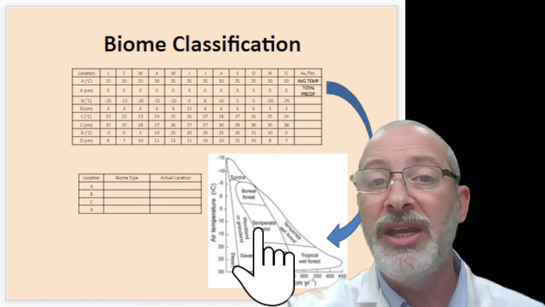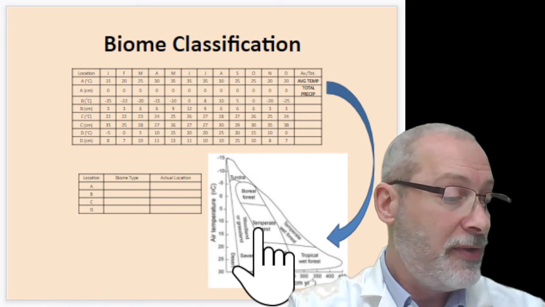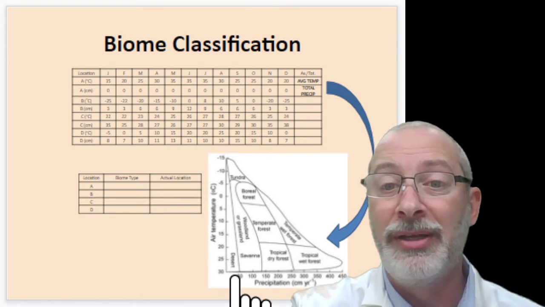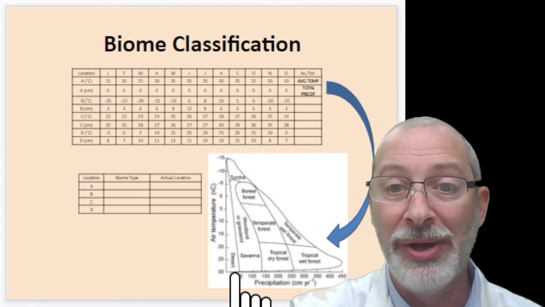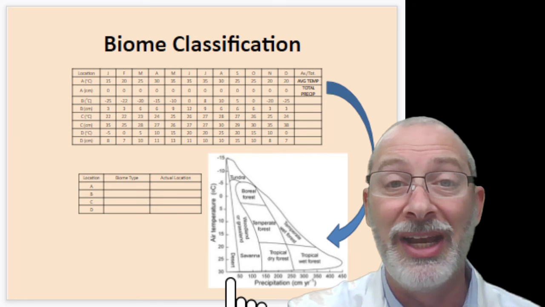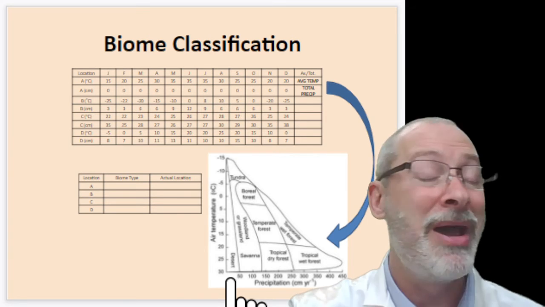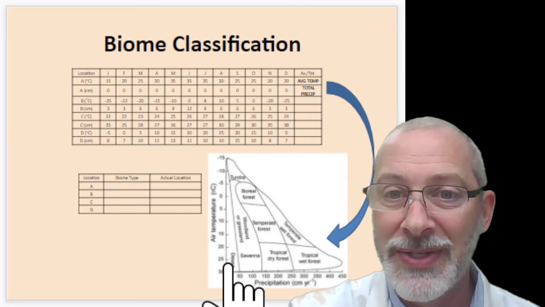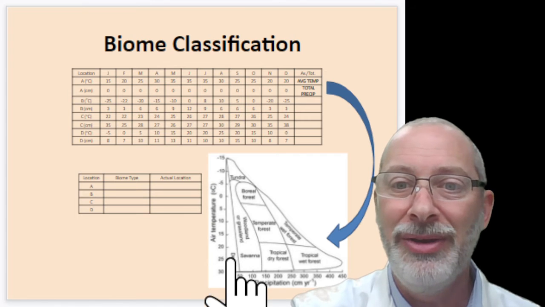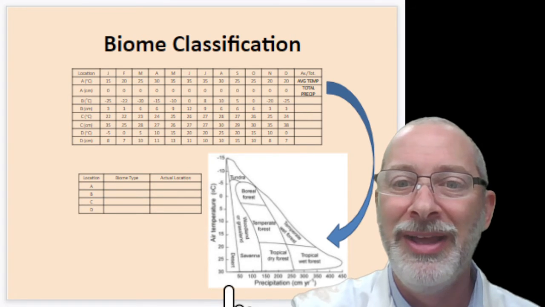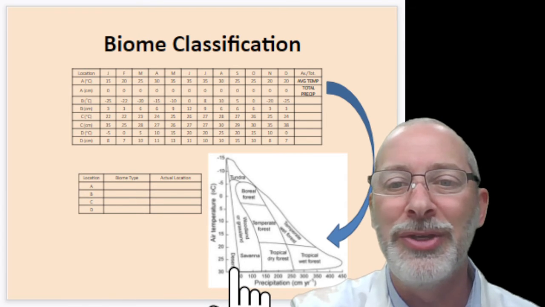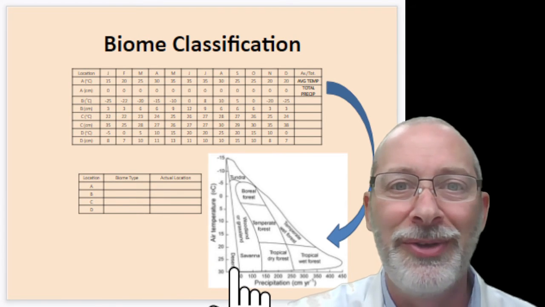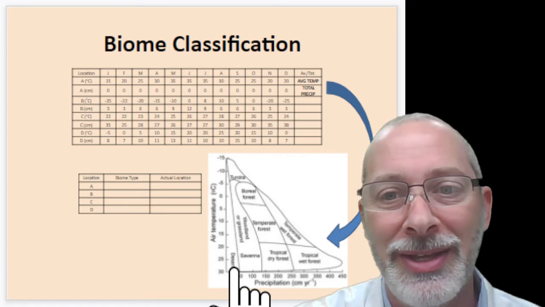So let me just give you an example. If your precipitation comes up to be 0, well, you know you're going to be all the way over on the left-hand side of the x-axis. And no matter what the temperature is over here, you're going to be somewhere along this line, which if you look at this category, this biome, it's a desert. So if it doesn't rain at all, you know you're in a desert.